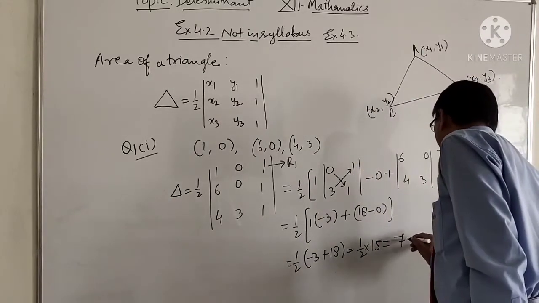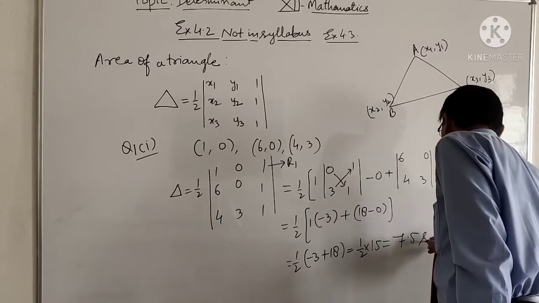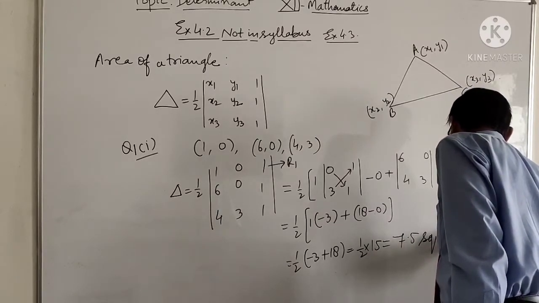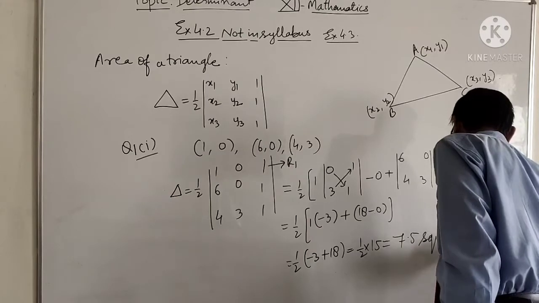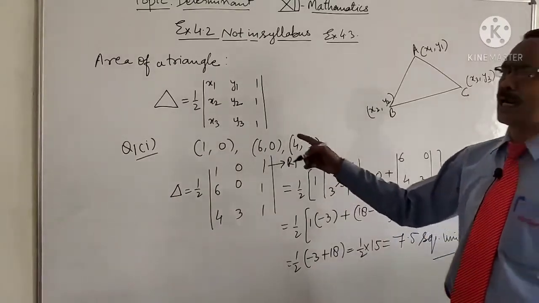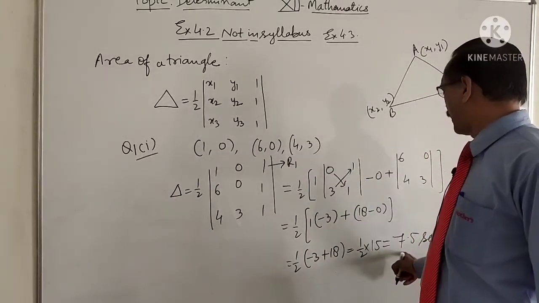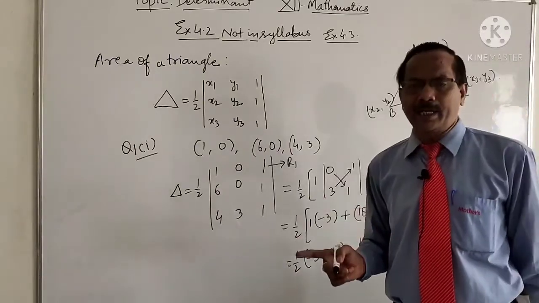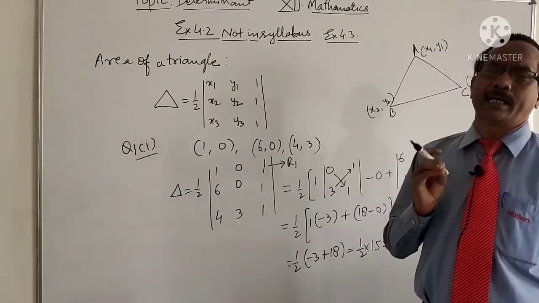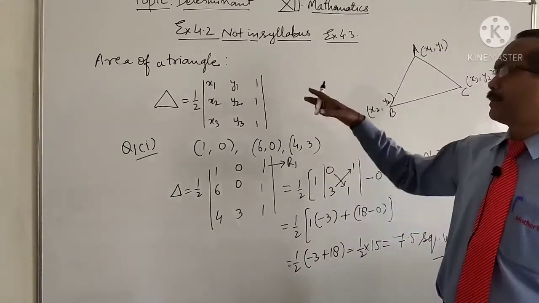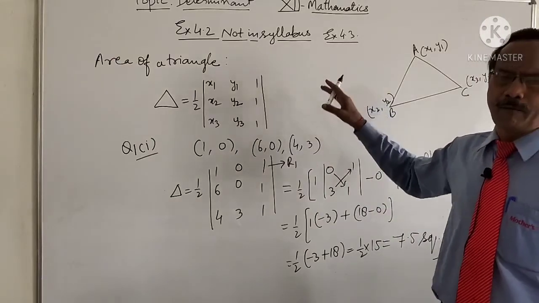And it is 7.5 square units. So the area of this triangle is 7.5. Area can't be negative. So whenever we get a negative result, we will write only the numerical value.